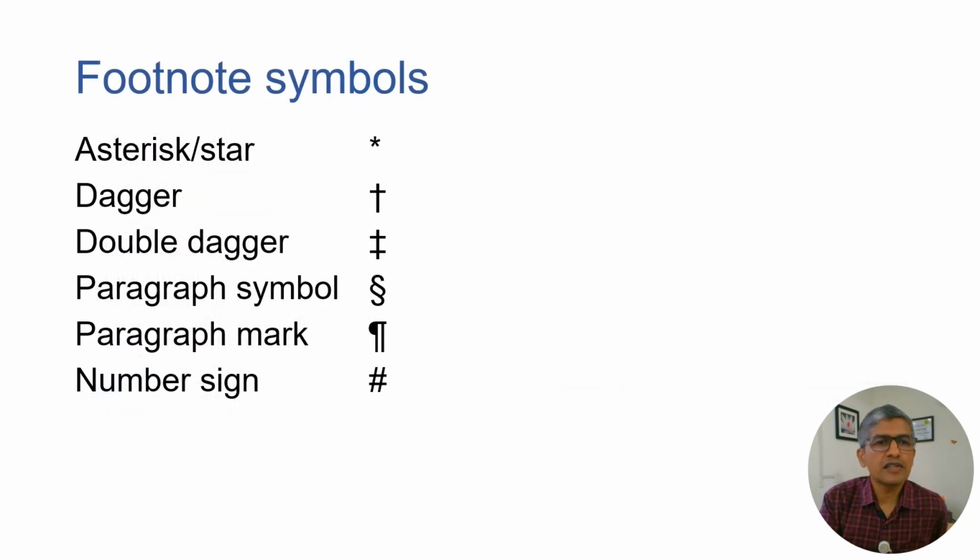These are some of the symbols commonly used for footnotes. The asterisk you are all familiar with, and you probably have seen the dagger and the double dagger also. The section symbol is another one, and the paragraph mark is another one. There is also a hash or a pound sign, also called the number sign.